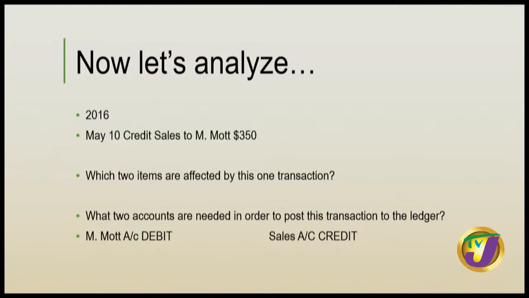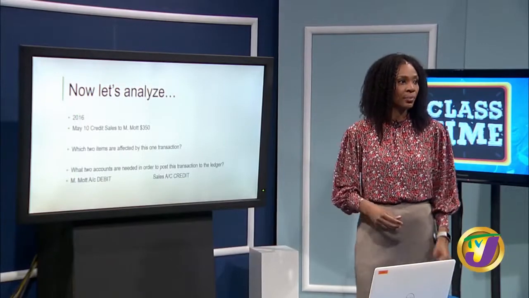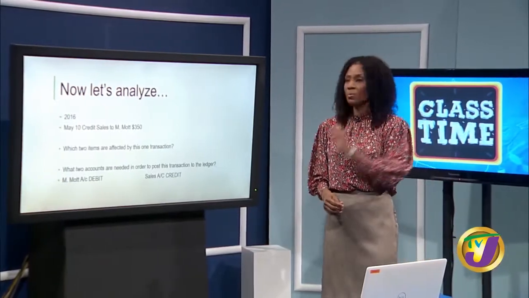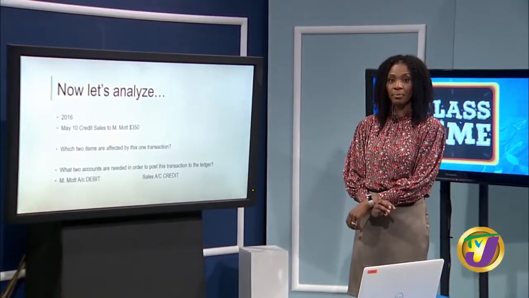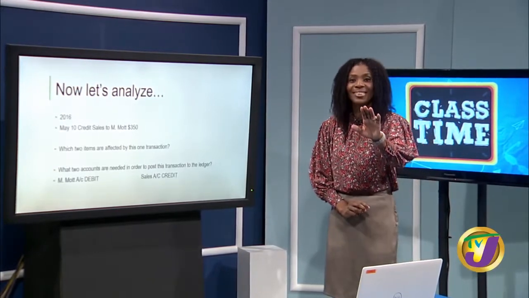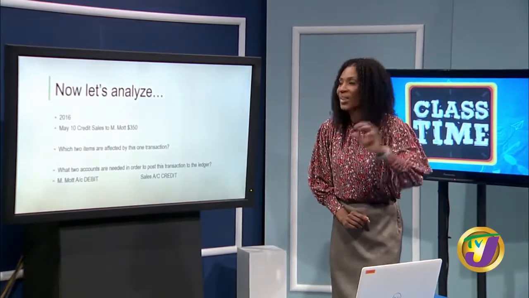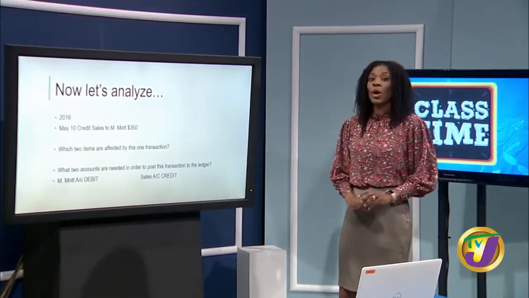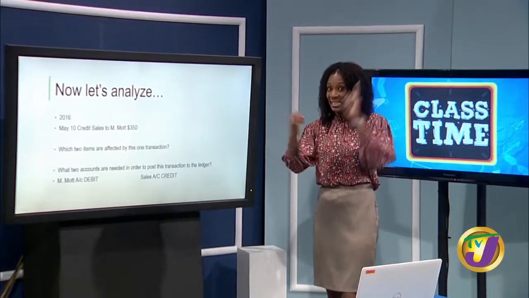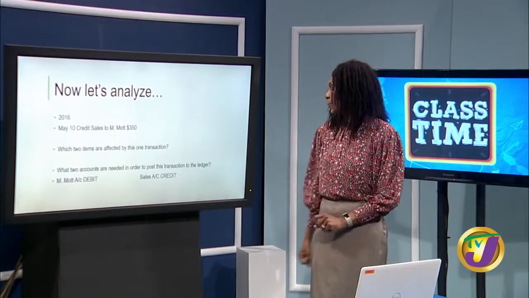Now, let's analyze this transaction. 2016, May 10, credit sales to M. Mott. You know what that means? We sold goods on credit to M. Mott. Which two items would be affected here? Don't tell me credit sales. Yes, sales and Mott. So therefore, we're going to need two accounts. We're going to need the sales account, and we're also going to need Mott's account.